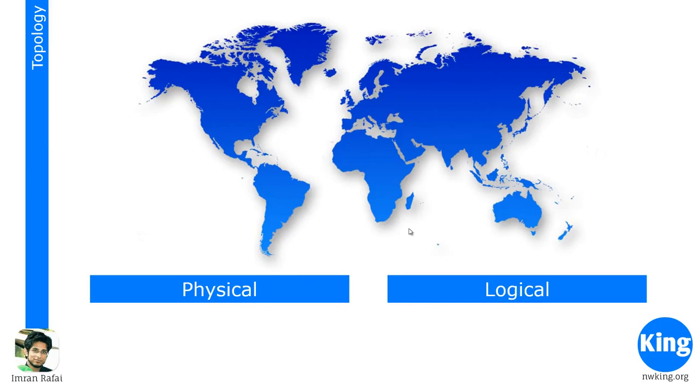The first thing I want to talk about today is topologies. We have two different topologies: the physical topology and the logical topology. The difference between physical and logical is very simple, but I think that's one of the critical things that everybody needs to know before they venture into the real networking world.